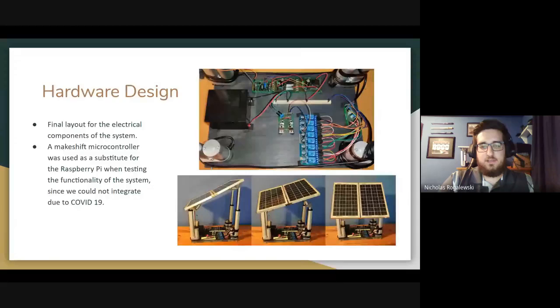So here we see the system fully wired up with all the electrical components in that top right picture, and the bottom left of the picture is empty, and that's where the Raspberry Pi would have gone, but we couldn't do that implementation due to COVID-19. So below you see the picture there. It's just some different positions, like angles, that the solar panel can go to. We did this using a substitute for the Raspberry Pi, another microcontroller that I gave very basic code to just move the solar panel to test out the different positions.